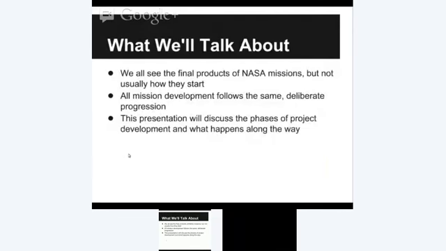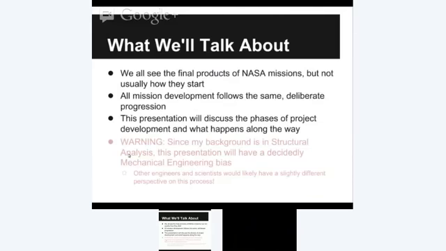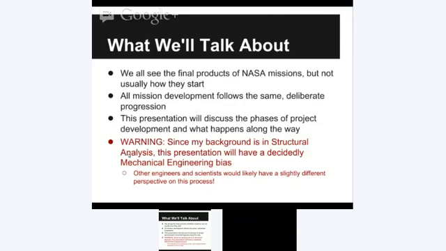So what we're going to talk about today is how we go from those initial ideas to the final project. As I said, we see those final projects, but we don't usually see how they start. We'll also see that all mission development follows the same deliberate progression, and in this presentation we're going to discuss the various phases of project development and what happens along the way. I'll give you one caveat though: since my background is in structural analysis, this presentation is going to have a decidedly mechanical engineering bias. So if you were to discuss this with other engineers or scientists, they might have a slightly different perspective on this process.